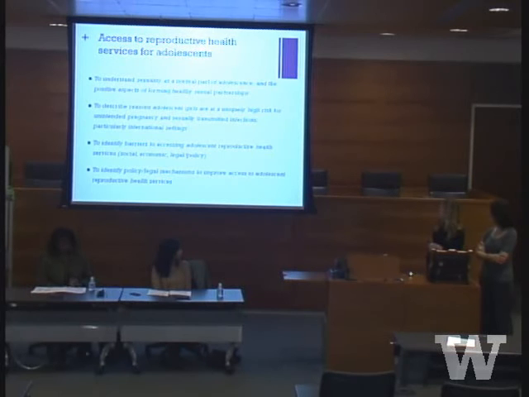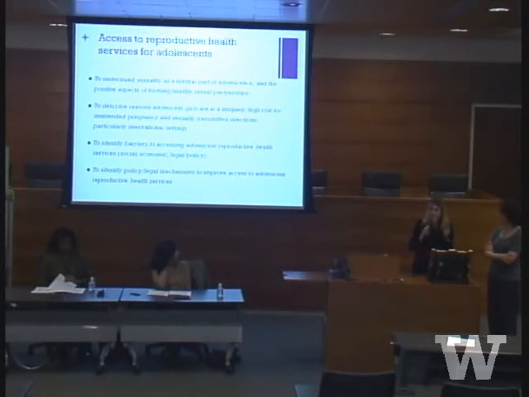We'll launch right in. We'll get started with our learning objectives, and then I'll introduce our panelists. The first objective is to understand sexuality as a normal part of adolescence and the positive aspects of forming healthy sexual partnerships. Second, to describe reasons adolescent girls are at a uniquely high risk for unintended pregnancy and STDs, particularly in international settings. Third, to identify barriers to accessing adolescent reproductive health services, including social, economic, legal, and policy barriers. And finally, to identify policy and legal mechanisms to improve access to adolescent reproductive health services.